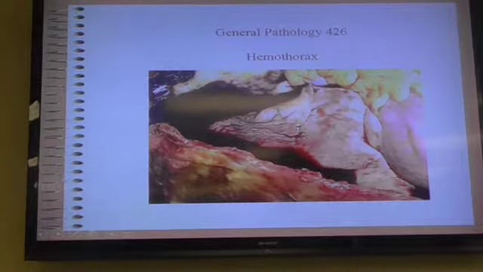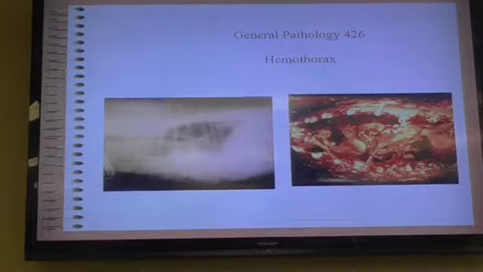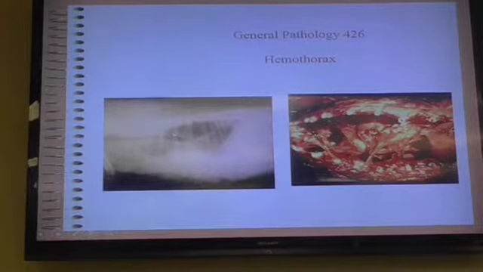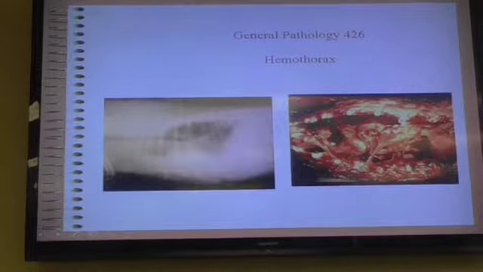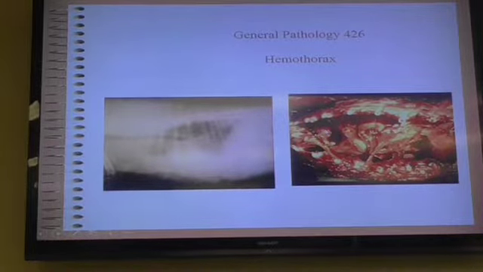Here's a hemothorax. There's the rib cage. There's the blood. Here's the lung. And again, to show you what it looks like radiographically, all of this cloudy looking stuff in here is the hemorrhage that's present. And here is what it would look like if you open the chest. There's the blood.